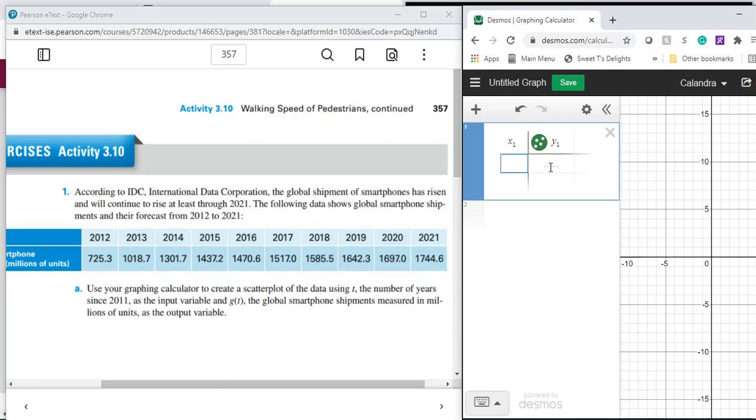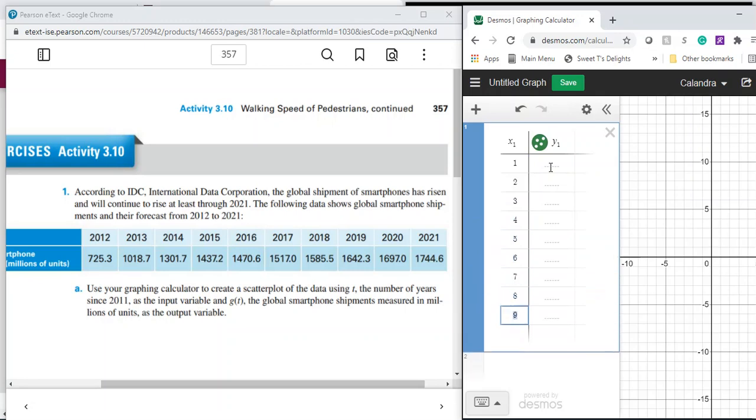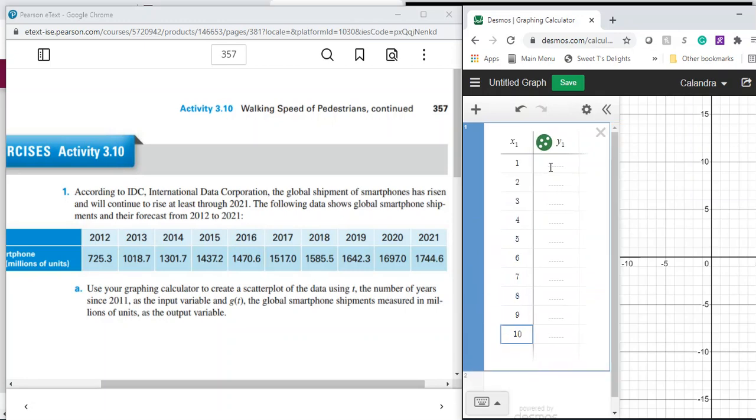So now we're going to type in these values. Now remember, this is since 2011. So our first value would be 1, and 2, 3, 4, 5, 6, 7, 8, 9, and 10. Okay, these are our values since 2011. Now we're going to type in the millions of units.